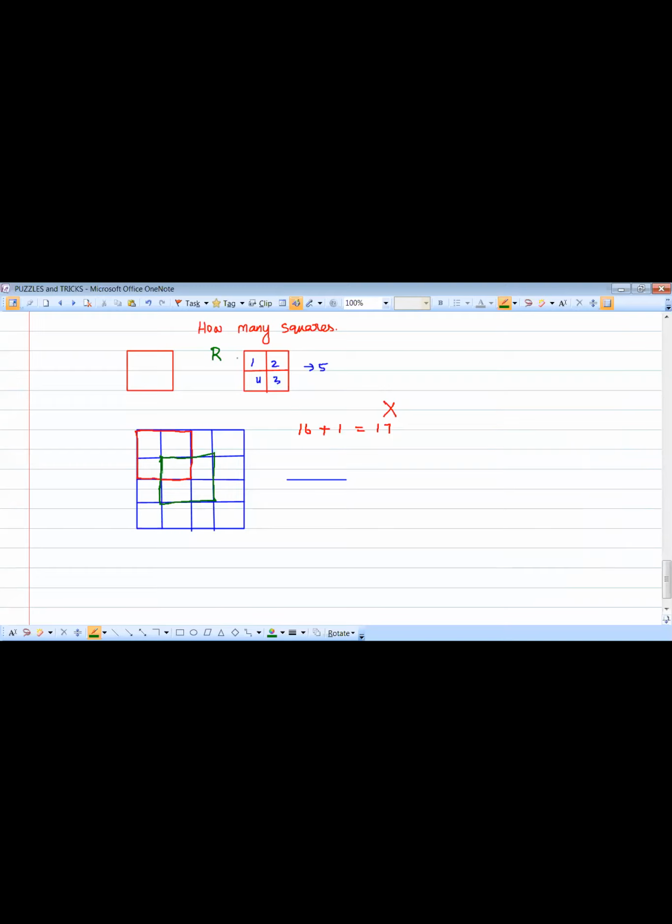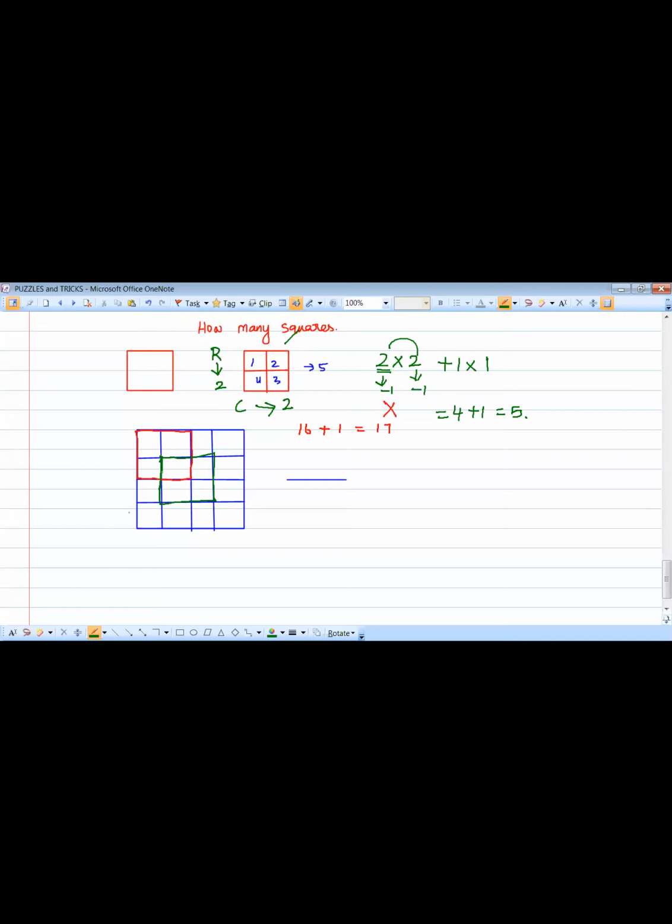How many rows are there in this figure? 2 rows. How many columns are there? 2 columns. Correct. For this question, write 2 into 2, plus subtract 1 from 2, that is 1, then you will get 1 into 1. So the answer is 2 into 2, which is 4, plus 1 into 1, which is 1. The answer is 5.